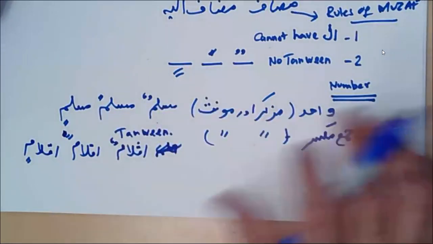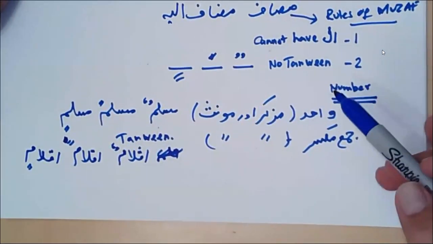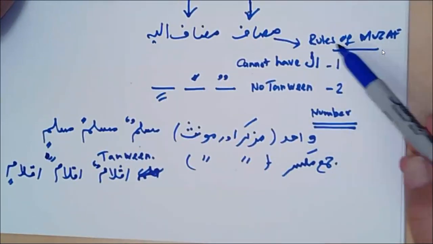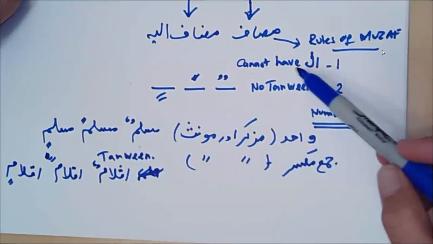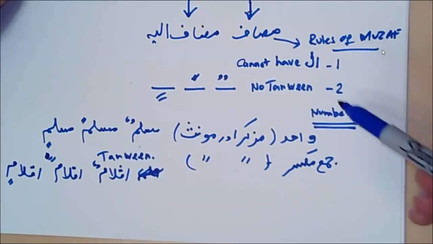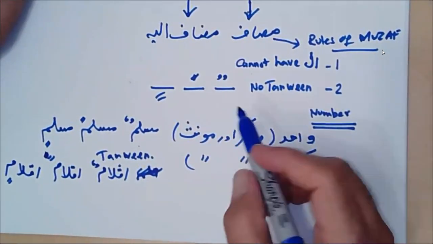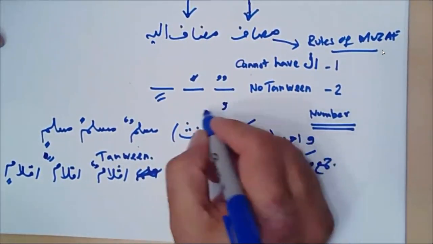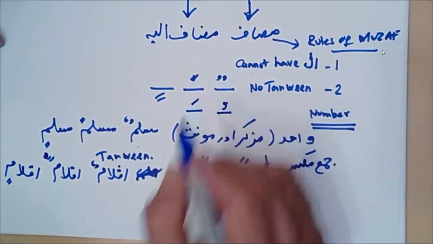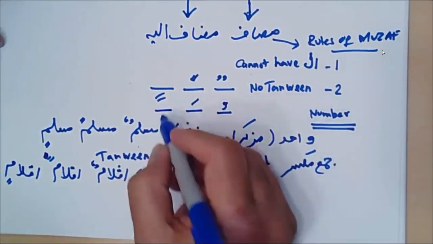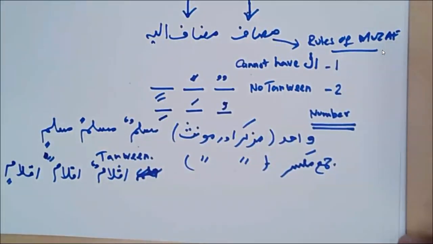But now I'm just reminding you that we are trying to define the rules for mudaf. The rule number one is it cannot have al, and the tanween cannot come. So when the tanween comes, we have to change it to what? We have to change it to single dhamma, single fatha, or single kasra. Making sense? Now, one more place where we had the tanween.